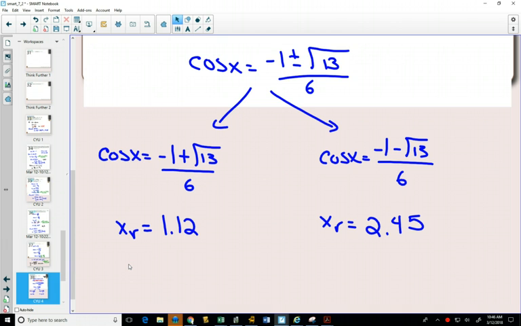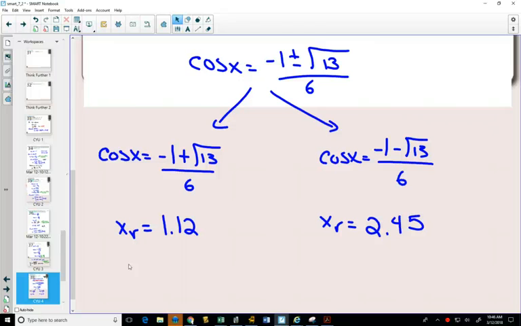Okay, yes. So when you're finding your reference angle, we do cos inverse of a positive value. The hard part here is recognizing which one of these are positive, which one of these are negative. Can you see that the first one I did correctly? That -1 plus the square root of 13 is going to be a positive number. To do a little bit of estimation here, the square root of 13 is 3 point something, and -1 plus 3 is going to be a positive number.